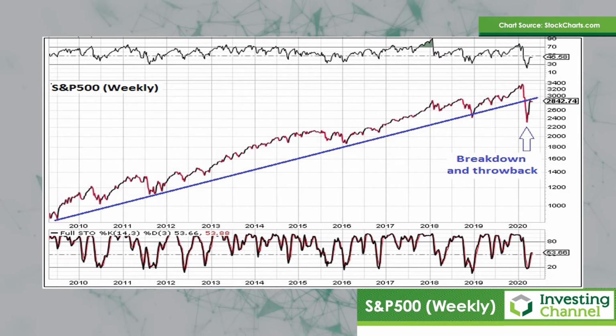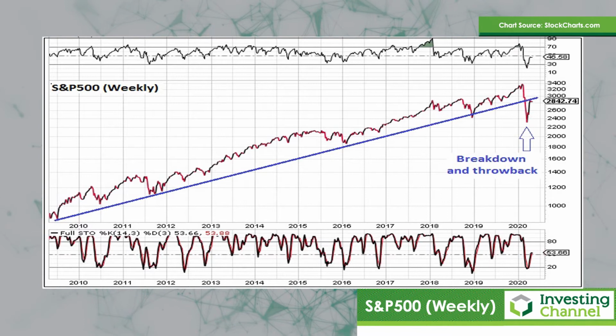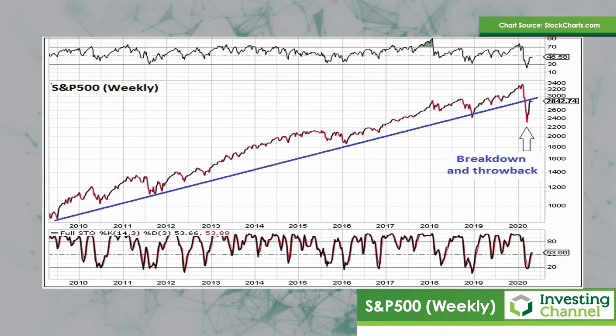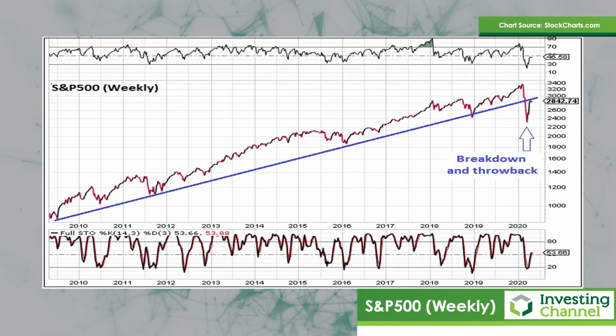What we now have, however, is a very powerful rally over the last couple of weeks, which has given a throwback to the underside of that previous rising trend. That means the market's at quite a critical point now, because that previous support line now becomes resistance. And if the market fails at that resistance area, then it may indicate that there's another leg lower to come.